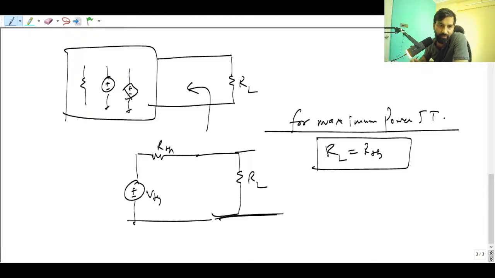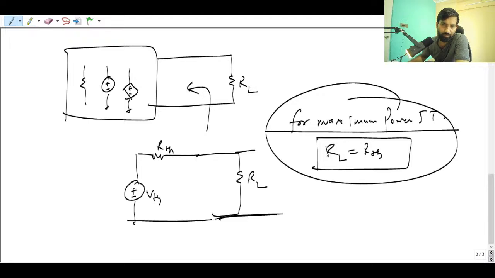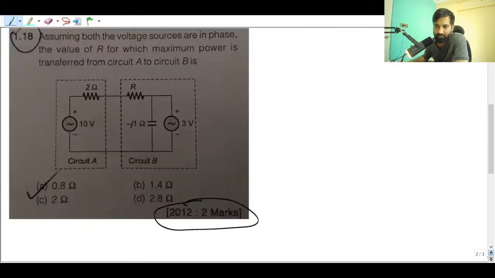So it's a very simple picture, right? So then you will find the maximum power. Okay, so let me come back to the question here now.